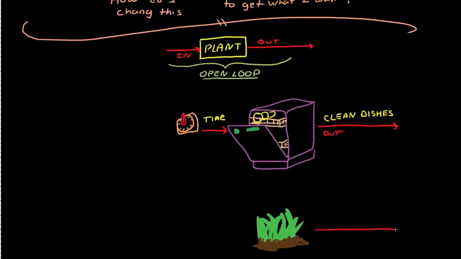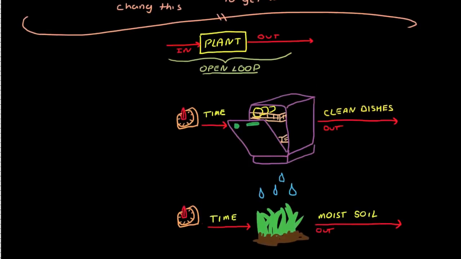Another common example of open loop control is a sprinkler system for your lawn. In this control system, the system output is the moisture content of the soil. Again, the user sets the timer, which controls the amount of time to run the sprinklers. And while the sprinklers are running, the plant, which is the grass in this case, is being watered. Again, an open loop sprinkler system would still run even if it was raining outside.